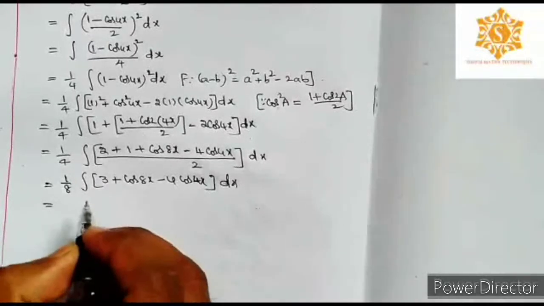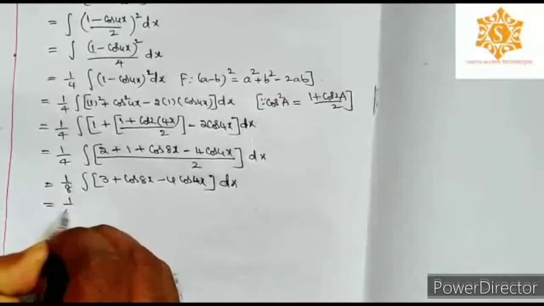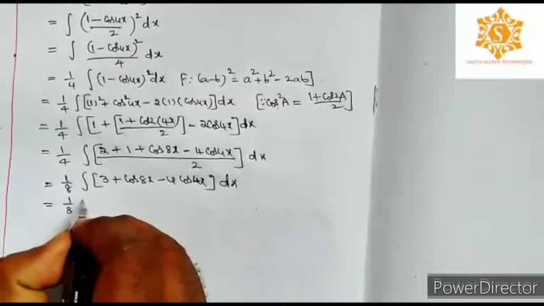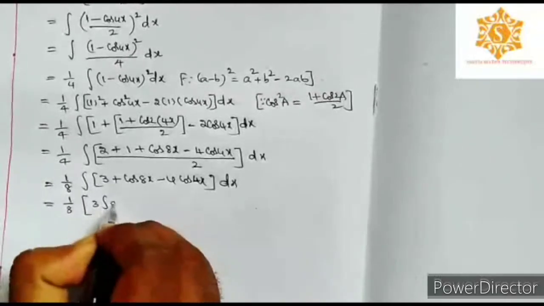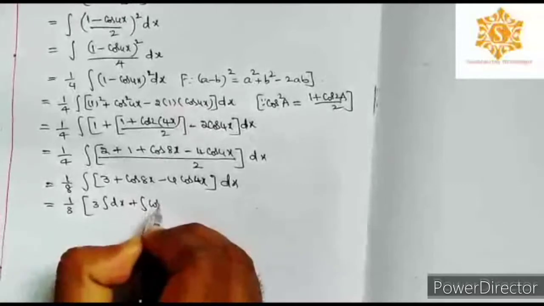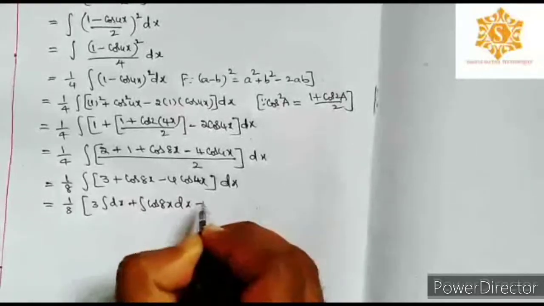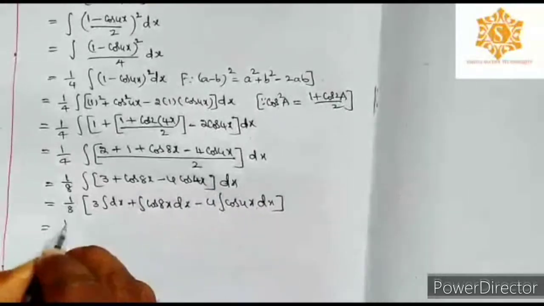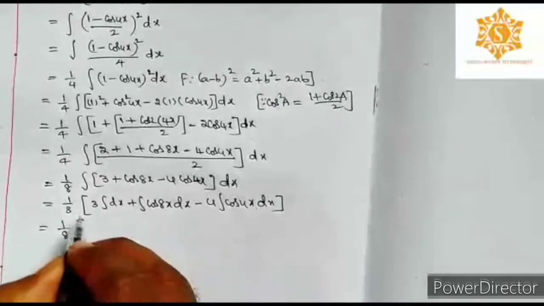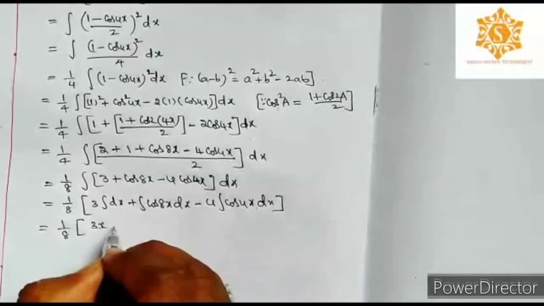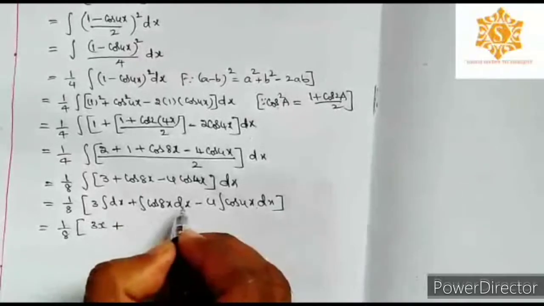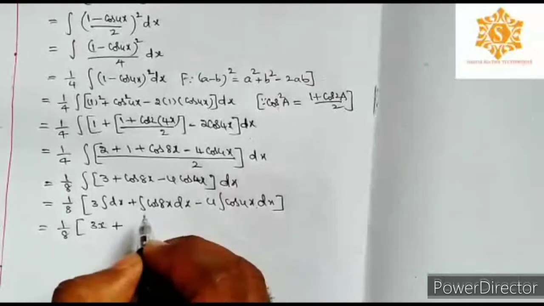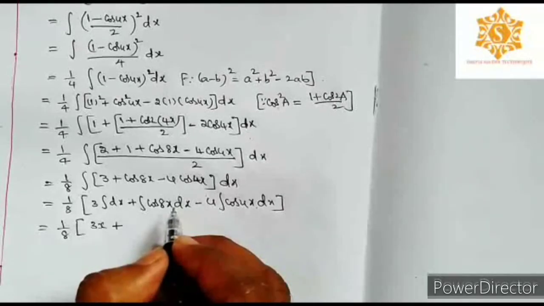That equals to, here we separate the integration, then you can write 1 by 8 into 3 into integration dx plus integration of cos 8x dx minus 4 into integration of cos 4x dx. So 1 by 8 into 3 into integration dx value is x plus integration of cos 8x dx. So it looks like integration cos x dx. Integration cos x dx formula is sin x.